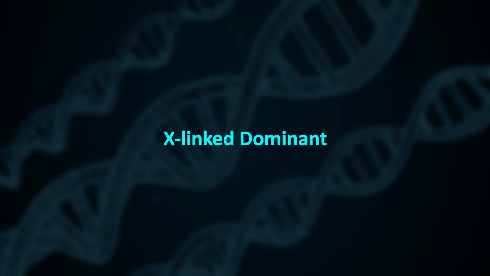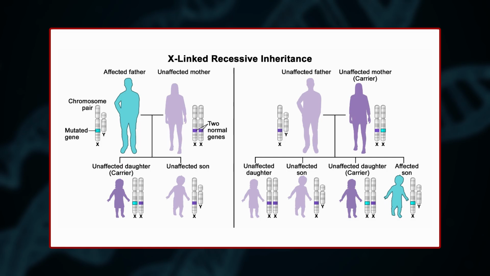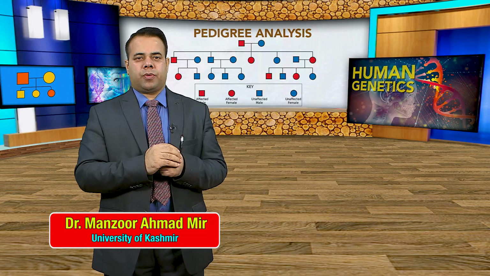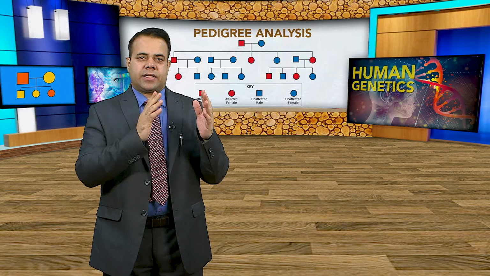Dear students, let's discuss now the second one, that's X-linked dominant. In X-linked dominant inheritance, the gene responsible for the disease is located on the X chromosome, and the allele that causes the disease is dominant to the normal allele in females. Because females have twice as many X chromosomes as males, females tend to be more frequently affected than males in the population. However, not all pedigrees provide sufficient information to distinguish XD, that's X-linked dominant, and autosomal dominant.